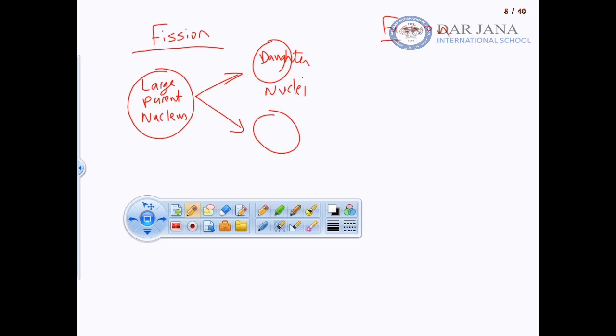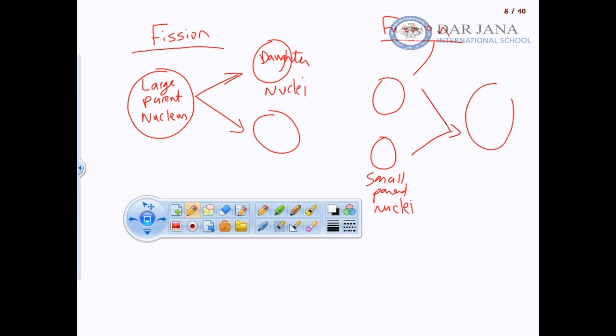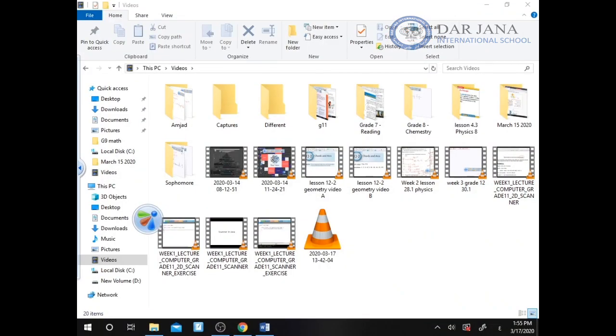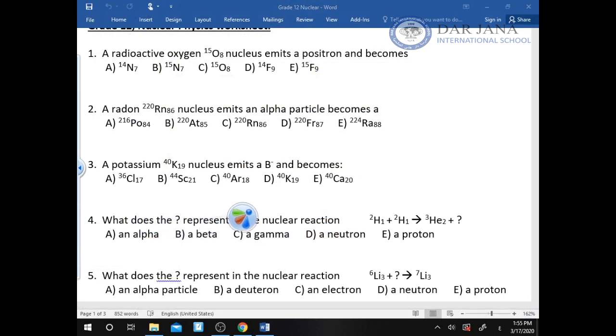The opposite for fusion: we have small parent nuclei. They fuse to give big daughter nuclei. Let's see some examples from this worksheet here.